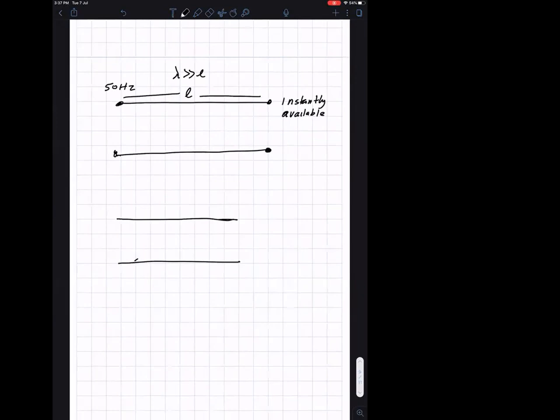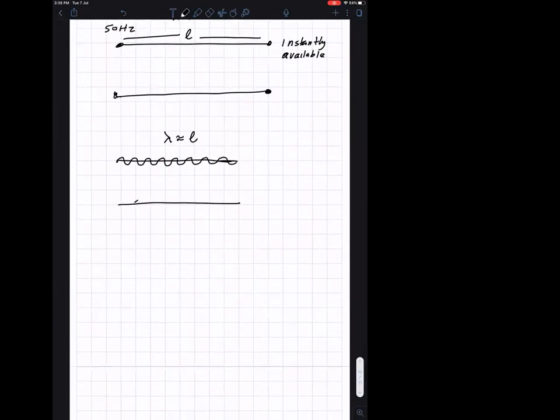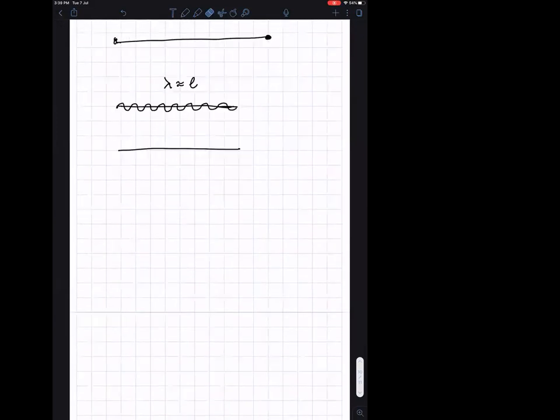Now, if the lambda is much smaller than, or comparable to, approximately the length of the circuit, then you see the wavelength is much shorter. It takes some time to travel, right? There's a travel delay. Yes, sir, there's a phase delay. Okay, so that's why there's a phase delay.